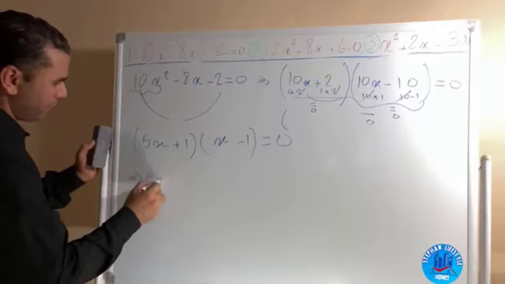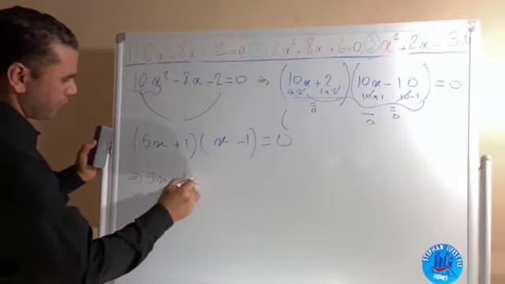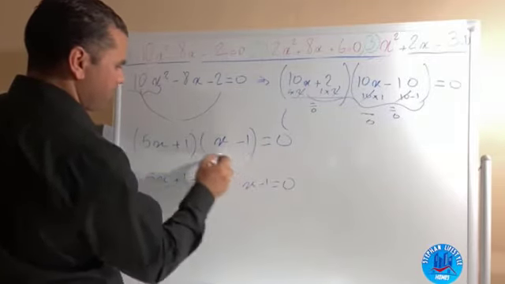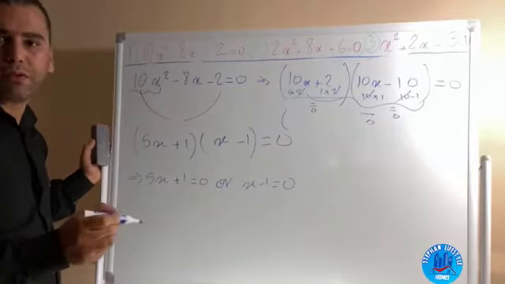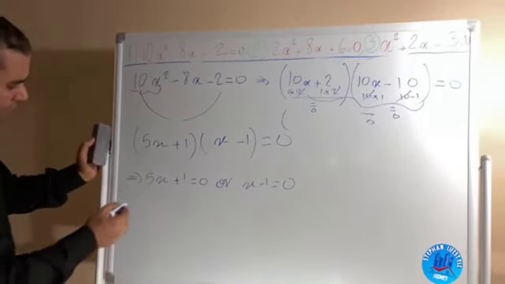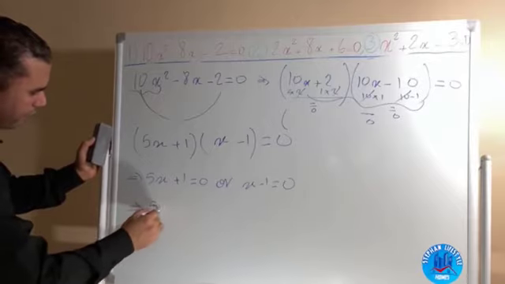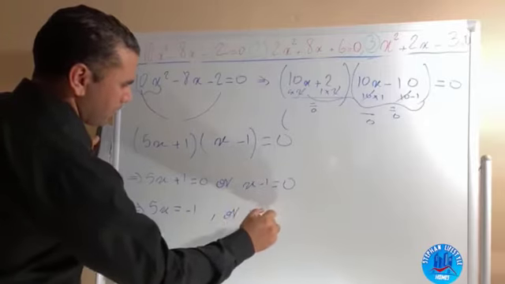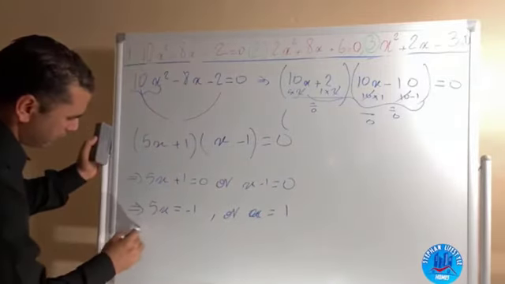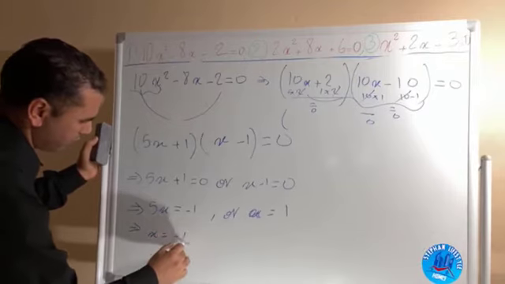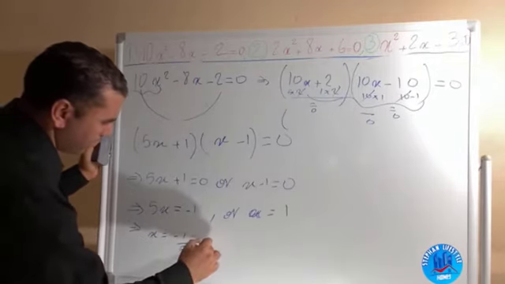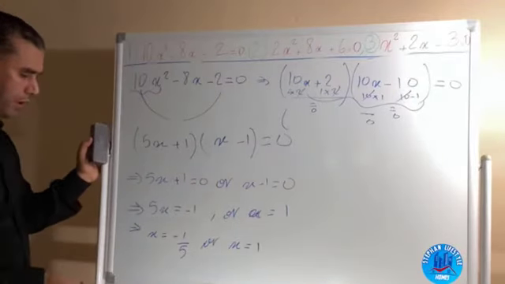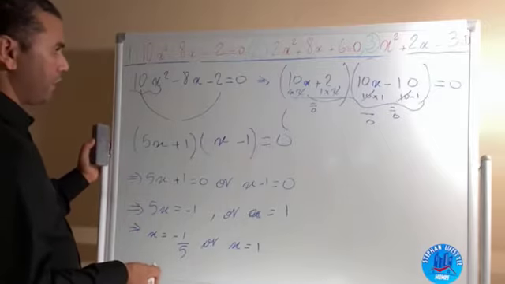Therefore, it will be 5x plus 1 equals 0, or 2x minus 1 equals 0. Because the multiplication equals 0, one of them will be equal to 0, or both of them will be equal to 0. Therefore, 5x equals minus 1, or 2x equals 1. This gives us x equals minus 1 over 5, or x equals 1/2. So the solutions are 1 and minus 1 over 5.